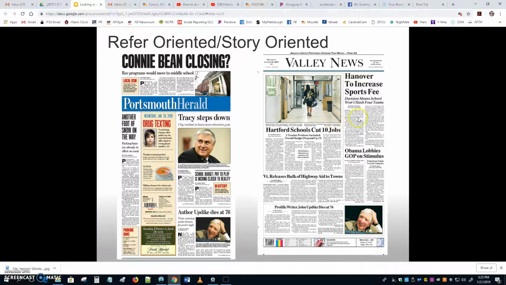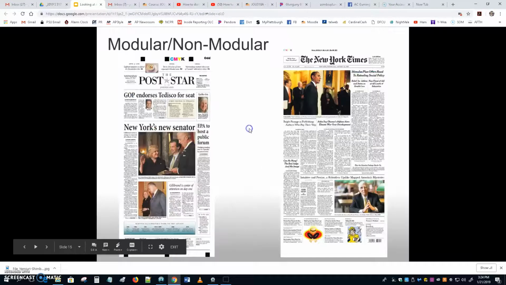Or a quieter, more reserved look at things. Some of the same content, but traditional stories starting here, or even running in full on this page, and then perhaps jumping someplace else, or being complete. So a very refer-oriented page, or a very story-oriented page.